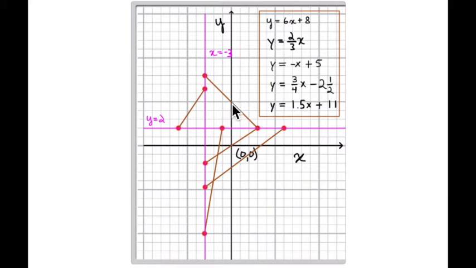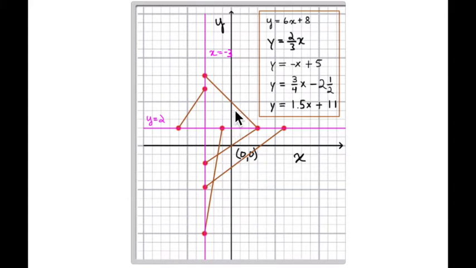2 more lines that cross the y-axis. This line right here and this line right here. Well, this line crosses the y-axis at -2 1/2 right here. So which of these equations has a y-intercept of -2 1/2? And that's this one right here. Now remember, you have to rewrite this as adding a -2 1/2. So this can be viewed as adding its additive inverse, which is a -2 1/2. So this equation matches this line right here.